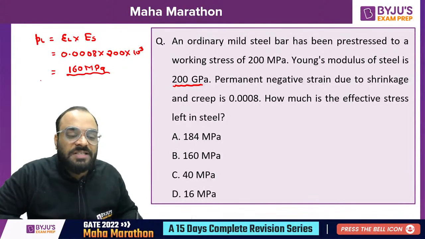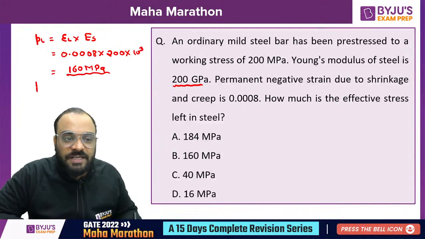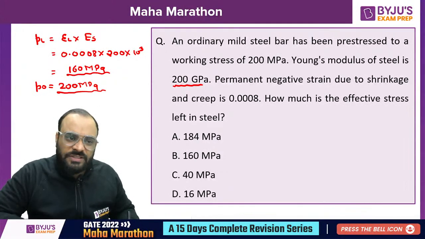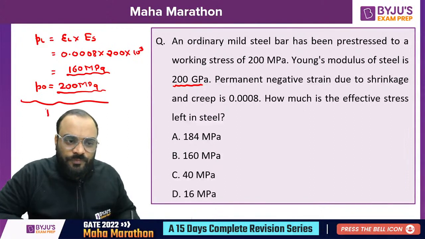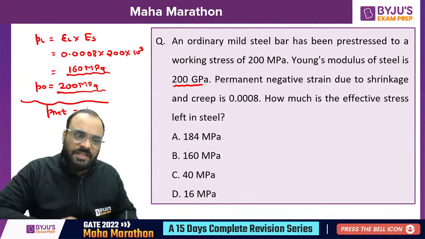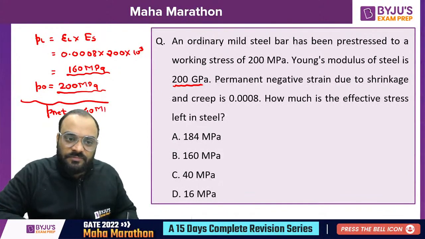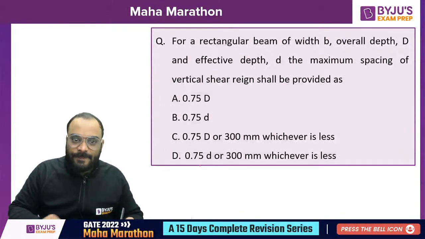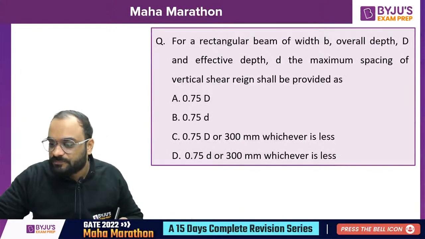And how much is the pre-stress which is initially present? That is basically 200. So from 200, 160 is lost. So what will be the net value? 200 minus 160, it is 40 megapascal. So C is the correct answer. Next question.